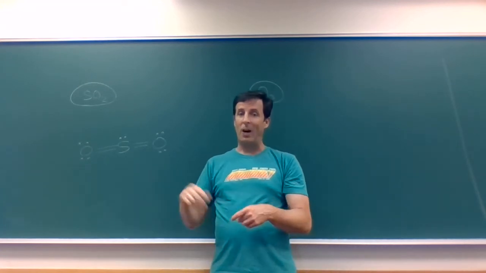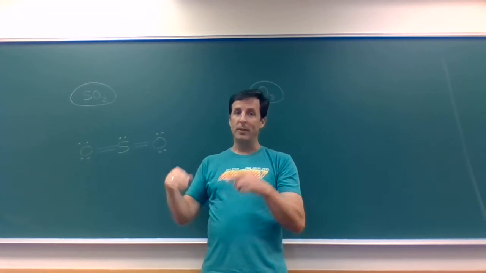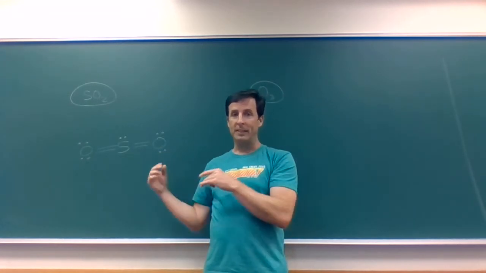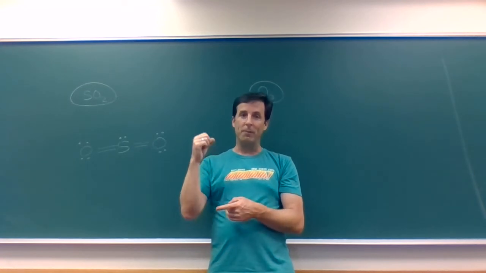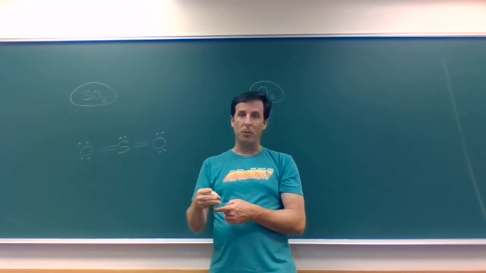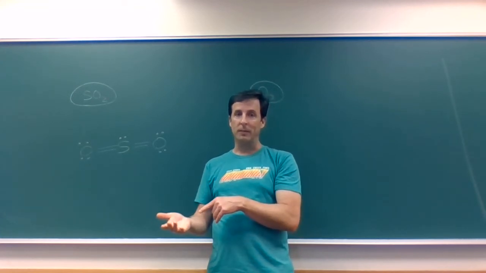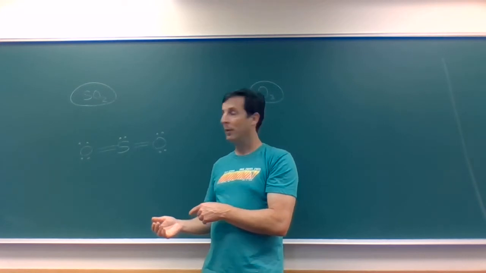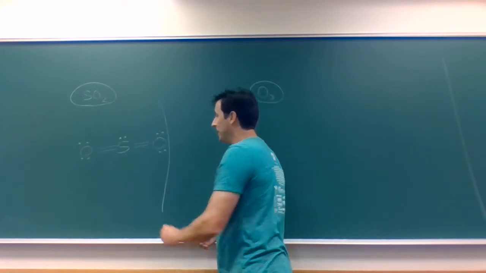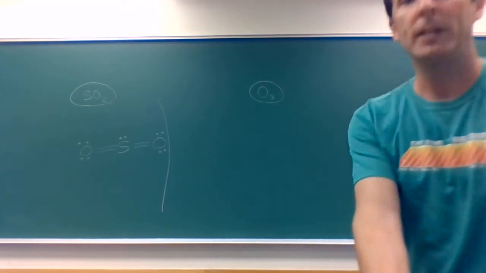Sulfur is allowed to exceed the octet. We said in the last video, only elements that are in the 3rd row and below can exceed the octet rule because in the 3rd shell, you have 3s, 3p, and 3d orbitals. With all those orbitals, you can put more than 8 electrons in. Okay, so that's my Lewis dot structure for SO2. Now, let me separate that off. Now we're going to look at ozone. Ozone is O3.